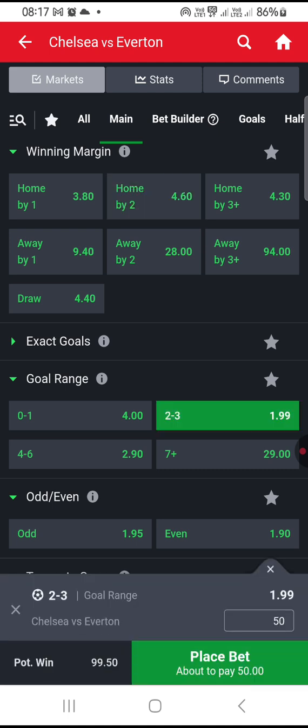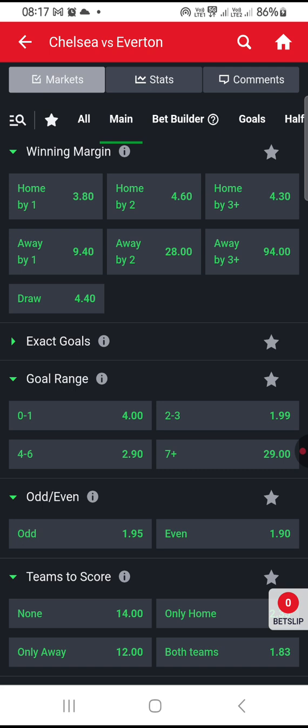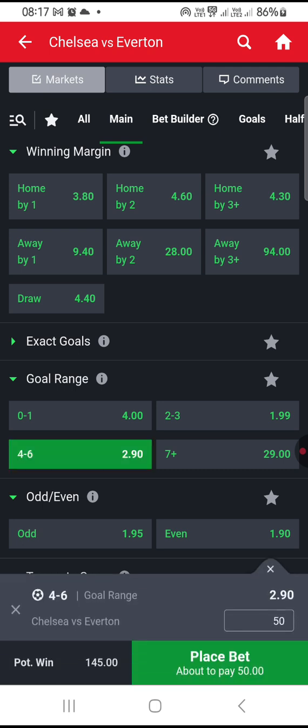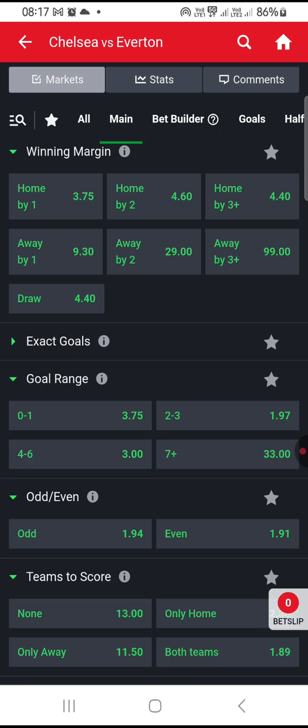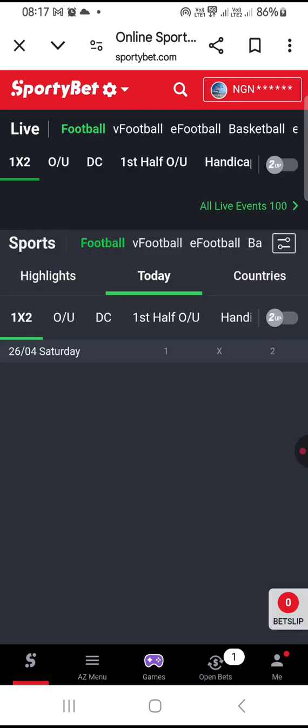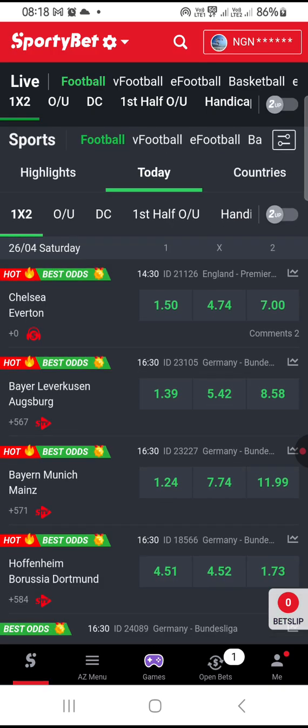Do you see it? Now, for it to fall here, 4-6, it means it has to be 3-1 or 2-2. So it's still possible. But this is for the risk takers, so you have to delay. So without wasting much of the time, let us dive in another angle.